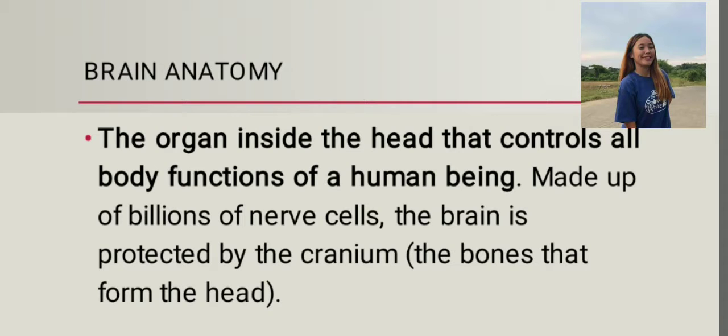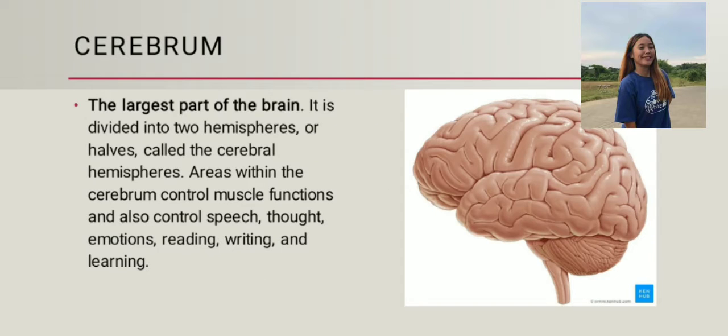Brain anatomy. The organ inside the head that controls all body functions of a human being. Made up of billions of nerve cells, the brain is protected by the cranium, the bone that forms the head.